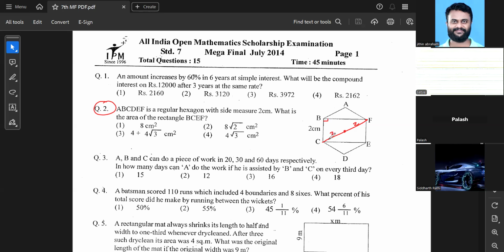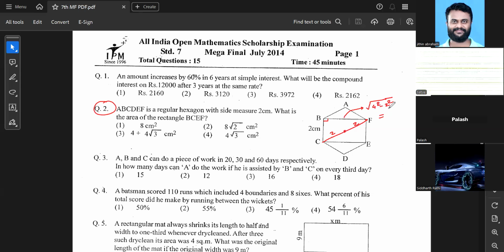This is 90, right? So if this is 90 and the total angle is 120, half of it becomes 60. Actually, you don't need this also. You wish to find this particular side, which will be under root of 4 square minus 2 square. Basically Pythagoras theorem.